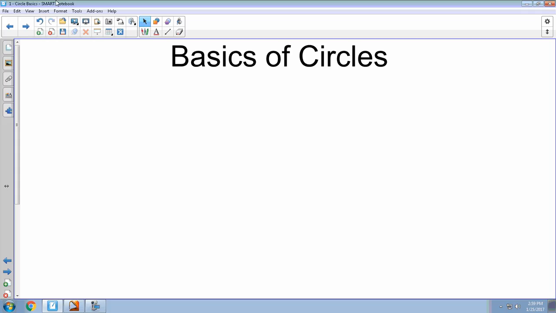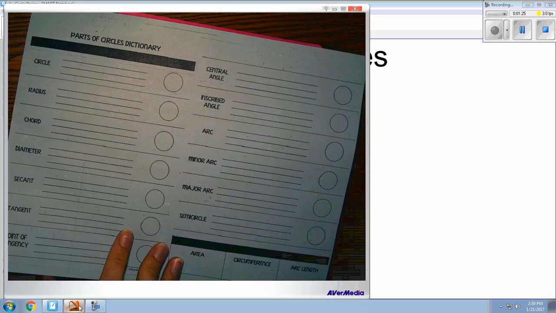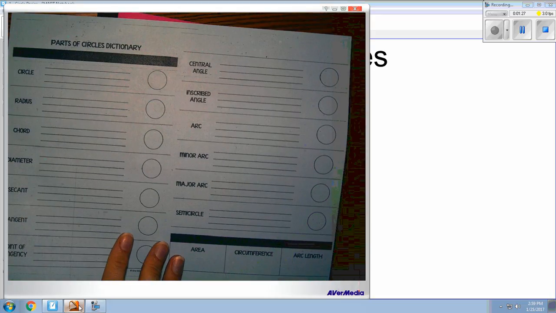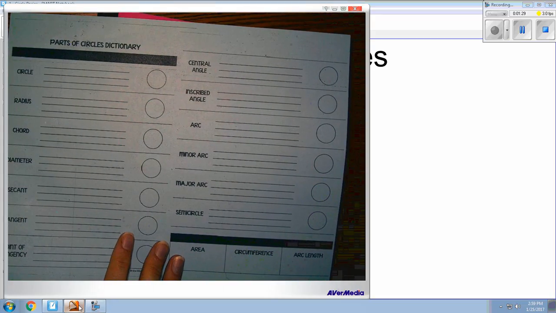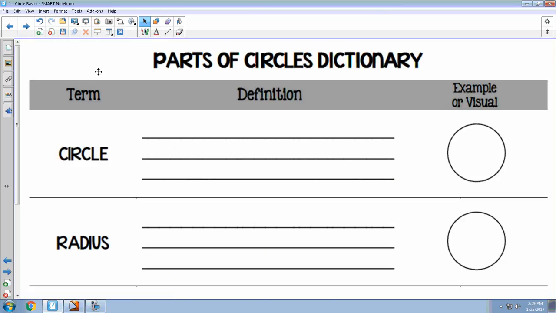Everyone will need one of these blue sheets. You are not going to cut it. You are just going to keep it as one full piece of paper. We're going to fill in all the vocab, and then I'll show you how to put it into your notebook after we're done with that. But we're going to go through that vocab together on here. So I have different vocab, and we're going to fill in the pictures for all the different parts in your circle.